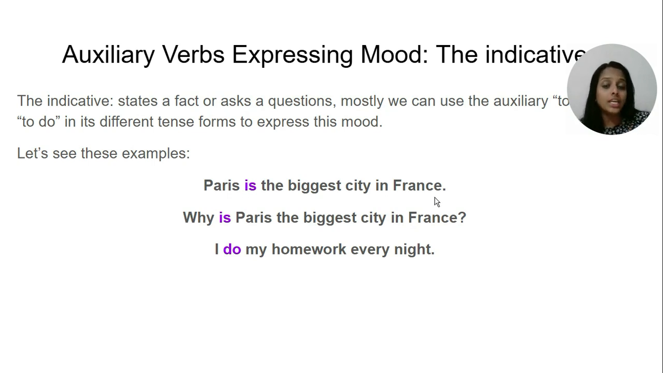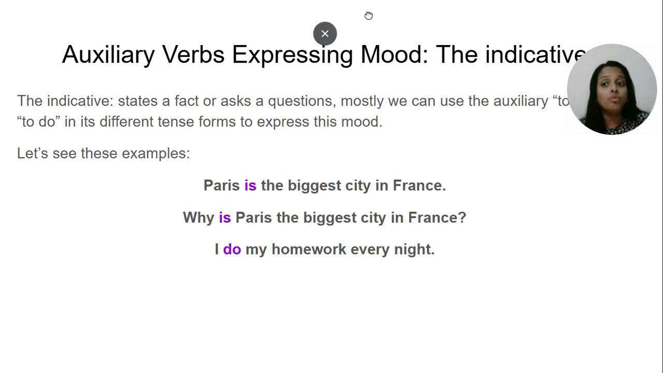Here, we are stating a fact about Paris, right? And when it comes to the question type, why is Paris the biggest city in France? It's just a question, right? But we are still using to be. But now we are asking for an explanation about Paris. Let's look at another example using to do in the indicative mood. I do my homework every night. So here we are talking about a routine, a fact about what I do on a regular basis.